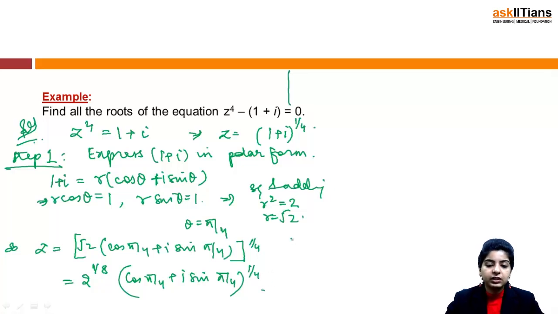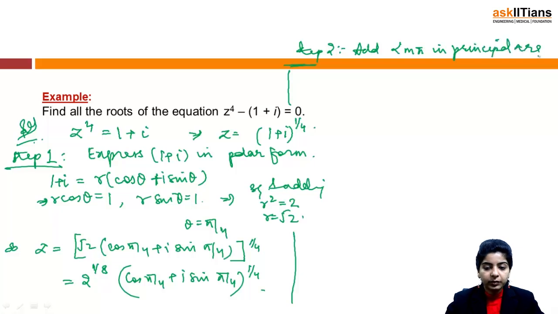Now, once you are done with this, step 2 is to add 2mπ in the principal argument, right? So that means z will become 2 raised to the power 1/8 into cos of (2mπ + π/4) plus iota of sine (2mπ + π/4).